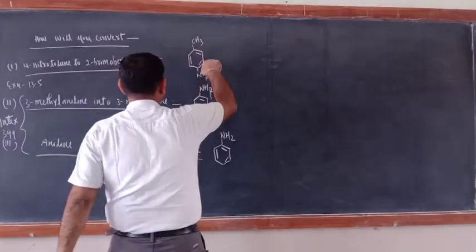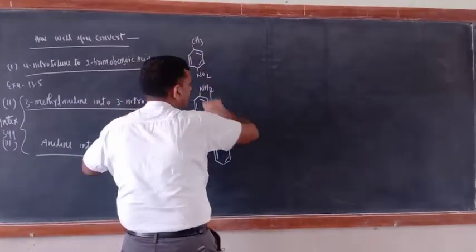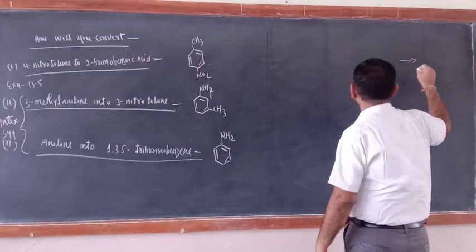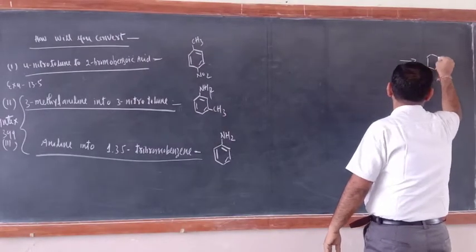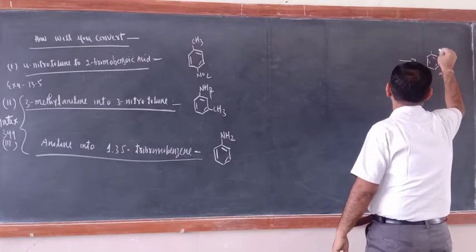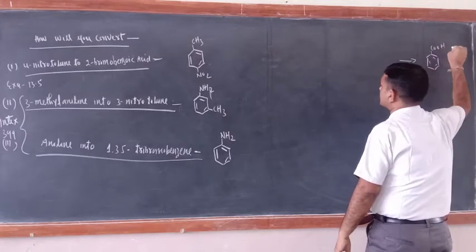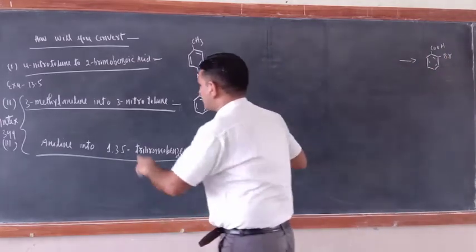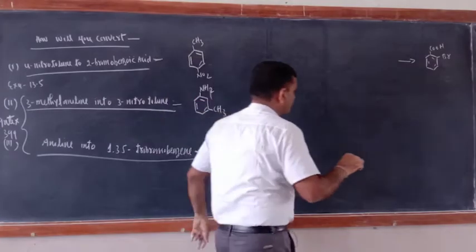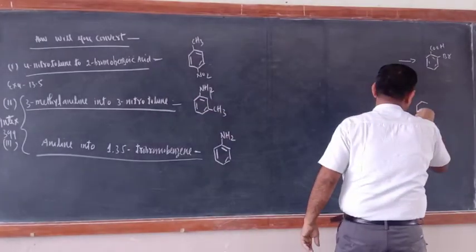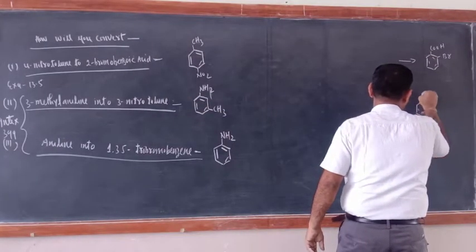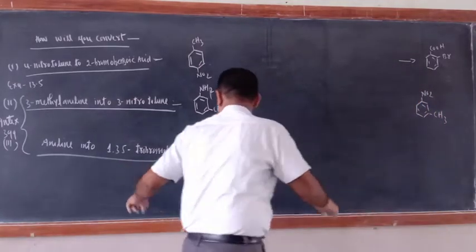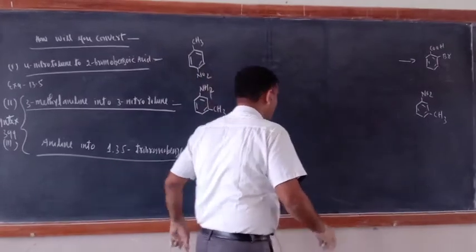First you write the structure of 4-nitrotoluene. Please write the final product here also. What is the final product? 2-bromobenzoic acid. So COOH is there, and here we have to obtain this one. Now in this case, what is the final product? 3-nitrotoluene. So please write down that final product also, NO2, 3-nitrotoluene. What about this one? This is 1,3,5-tribromobenzene.